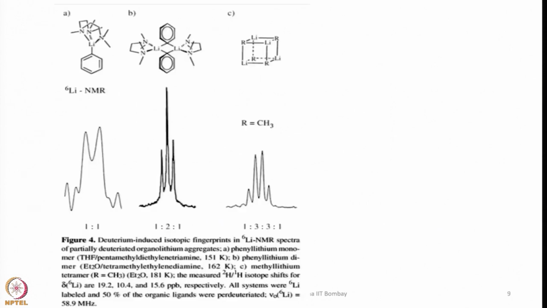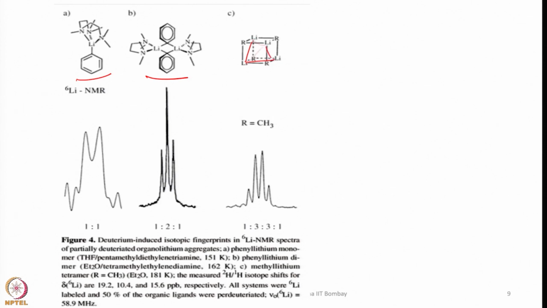So now you can see spectra given for 6 lithium, and these are not simple lithium compounds. These are deuterium induced isotopic fingerprints in 6 lithium NMR spectra of partially deuterated organolithium aggregates. That's the reason they look not simple. Phenyllithium monomer is there here. Because of interaction of pi electrons of the carbon that binds to lithium, they will have a dimeric structure something like this. And of course, when you take methyl lithium or any alkyl lithium, tertiary butyl lithium or methyl lithium, they will have a cubane type structure with a tetrahedral relationship.